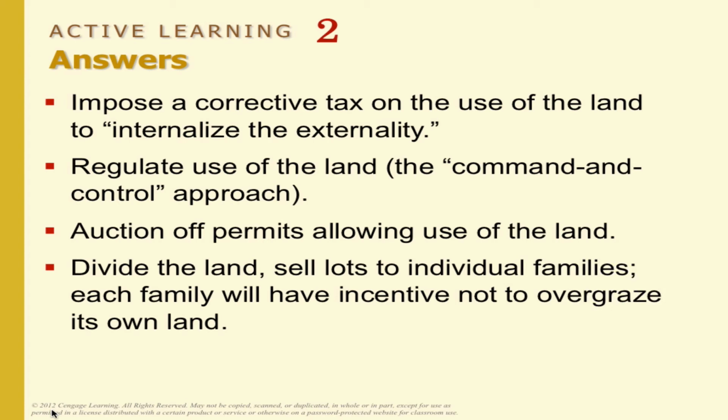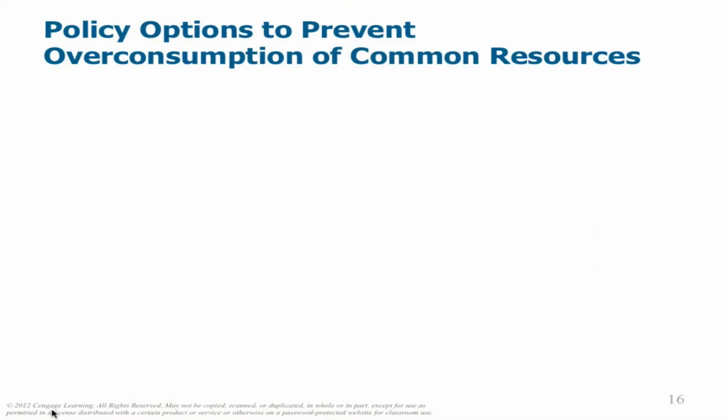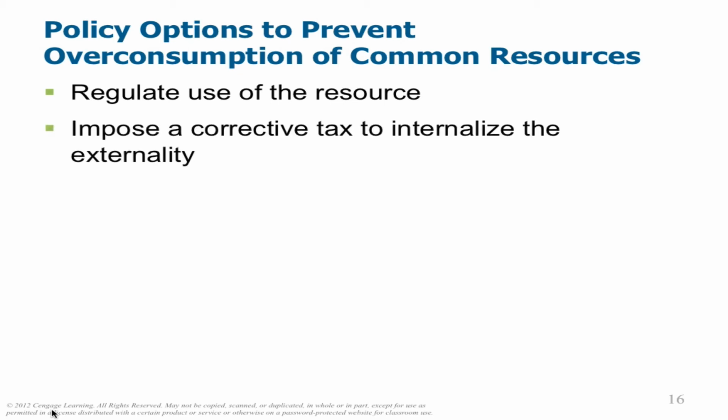Okay? These are your possible government interventions to eliminate the tragedy of the commons. All right. So, getting away from the tragedy of the commons, these are the flat-out public policy steps that can be taken to eliminate the overconsumption of common resources. You can regulate the use of the resource. You can impose a corrective tax which forces the externality to be internalized. Feel my pain is what a corrective tax does.